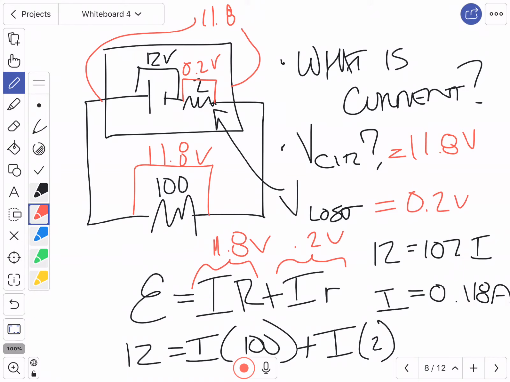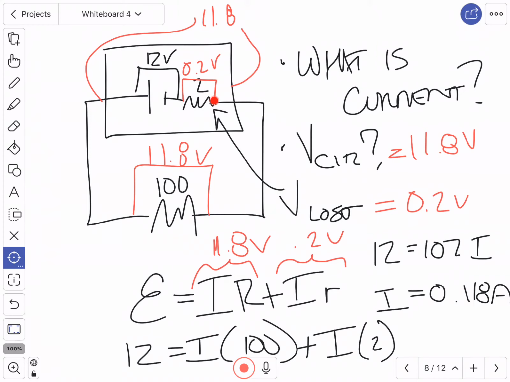So that's what it's going to look like when I'm dealing with an internal resistance. While typically without internal resistance, we would say that this resistor here would accept 12 volts, it's actually only going to be 11.8 because we have some energy or voltage lost due to that internal resistance.